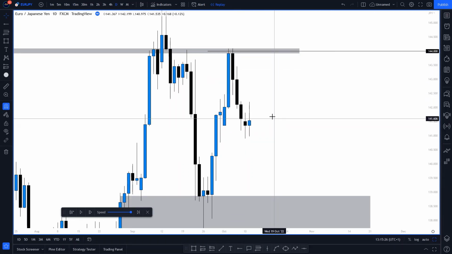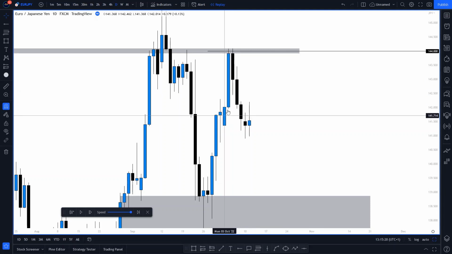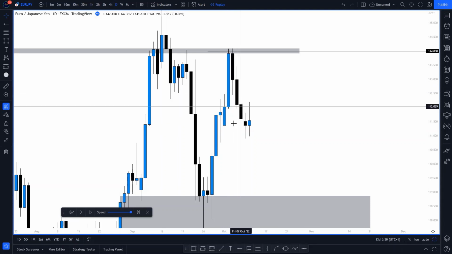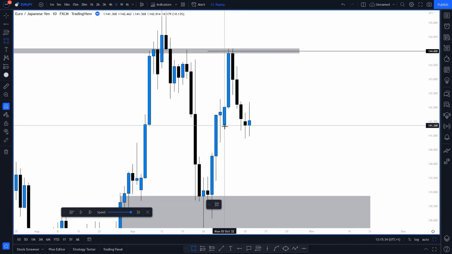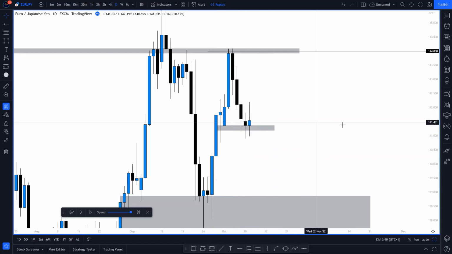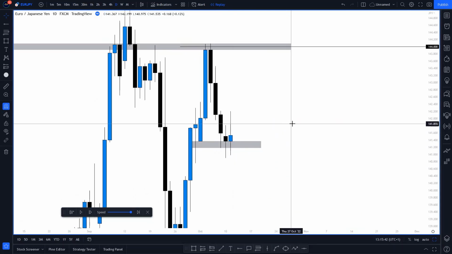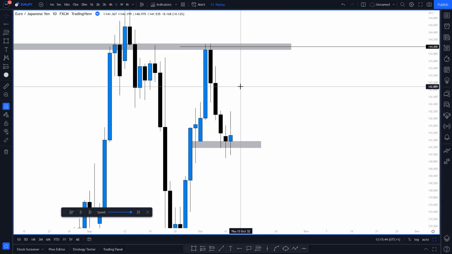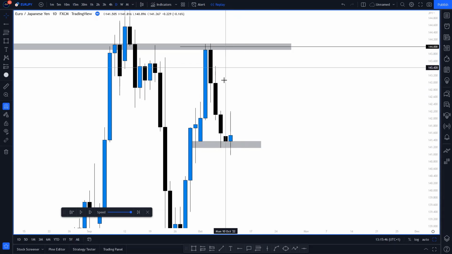What is the previous week's low? So Monday, Tuesday, Wednesday, Thursday, Friday. So the previous week's low is, if I draw it on, this right there. So this is also a zone which we could look for rejections off, which, as you'll see right now, is what is happening.